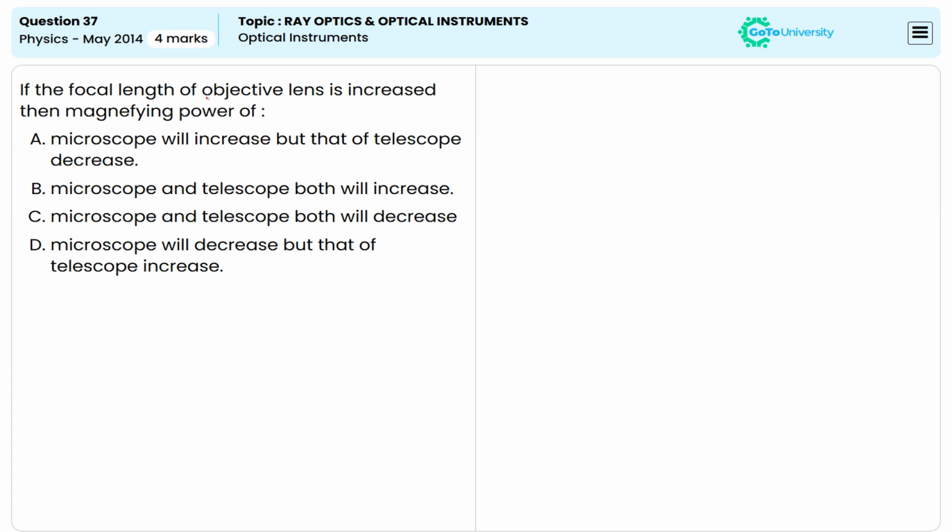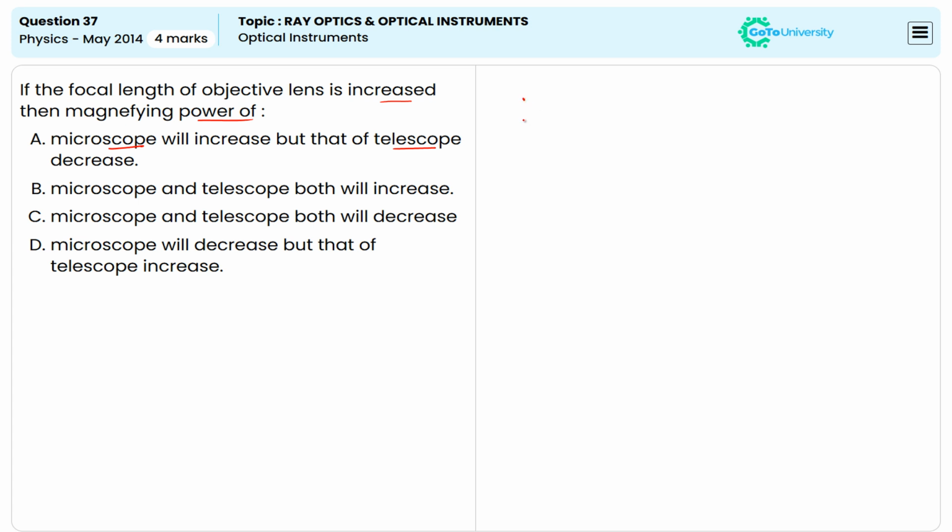If the focal length of the objective lens is increased, then what happens to the magnifying power? What happens to the magnifying power if the focal length of the objective lens is increased? Okay, here they are going to give the options, microscope and telescope. So we need to find in these two instruments what happens here.